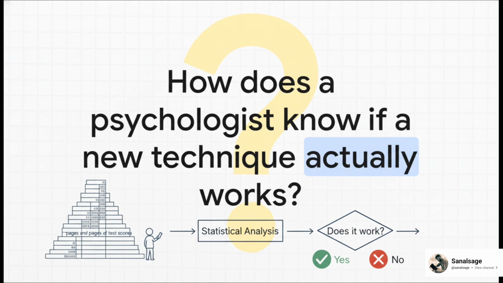Imagine a psychologist comes up with a brand new, amazing learning technique. After a study, they're left with this huge mountain of test scores. How in the world do they turn all that raw data into a simple, confident answer? Yes, this really works. Or, nope, back to the drawing board. Well, that's exactly the job statistics was made for.